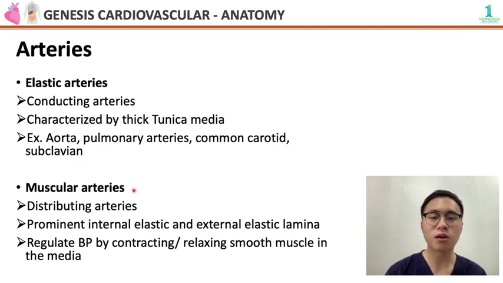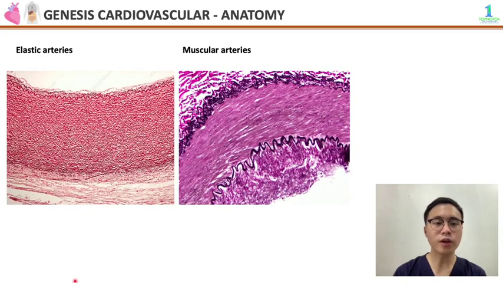How about the muscular arteries? Muscular arteries are considered to be distributing arteries. They have prominent internal elastic lamina and an external elastic lamina. And they also play a role in regulating blood pressure by contracting and relaxing the smooth muscle in their tunica media. So here we have a microscopic view of an elastic artery side by side with a muscular artery.